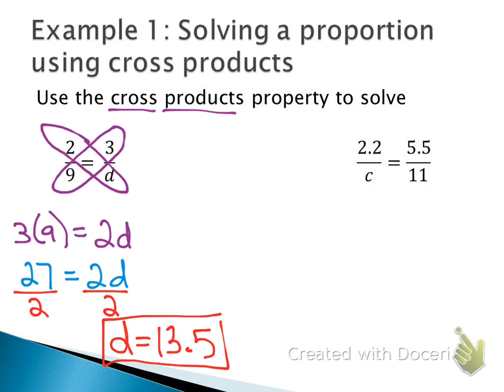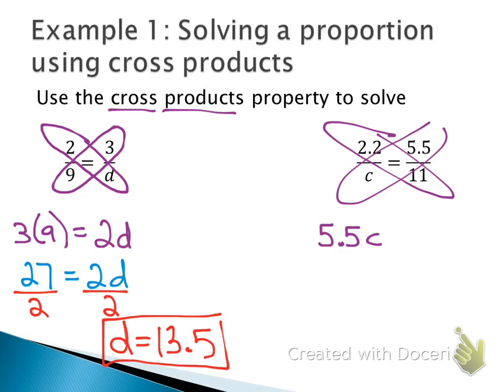All right, now I want you to do the second one on your own, and then we'll work through it. All right, so the first thing I want to do is circle the parts of the proportion that I'm going to multiply, and now I'm going to write it out. Now, it doesn't matter. I could write it either way as long as I'm multiplying 5.5 times c and 2.2 times 11, okay? I could have said 2.2 times 11 equals 5.5c, okay? I could say it either way as long as I'm multiplying the correct terms together.